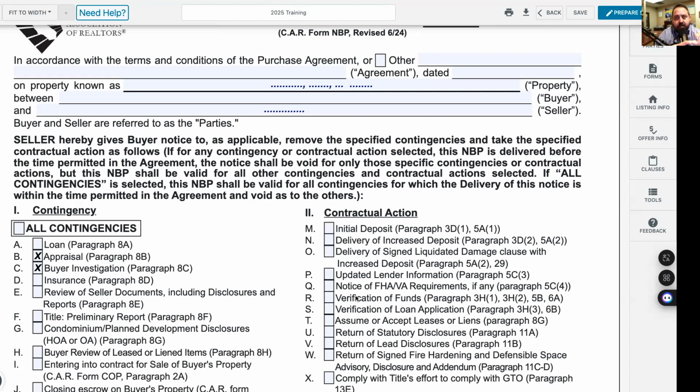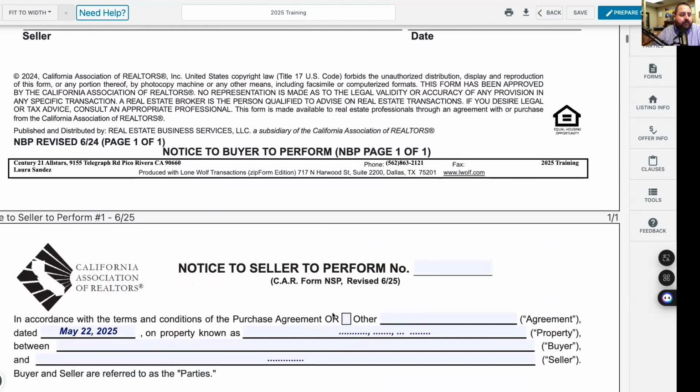2 days prior to the obligation, any invalid portion does not invalidate all of it, and there is no timeline on the ability for the other party to cancel. Okay? Any questions before I move on to the seller's notice to seller to perform?